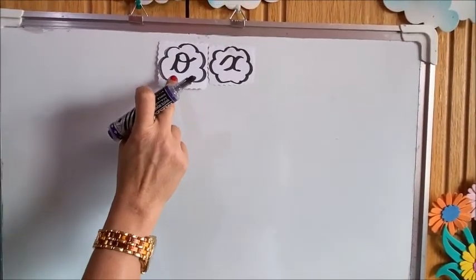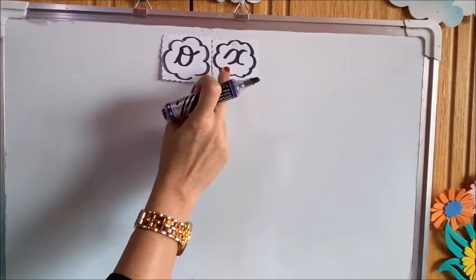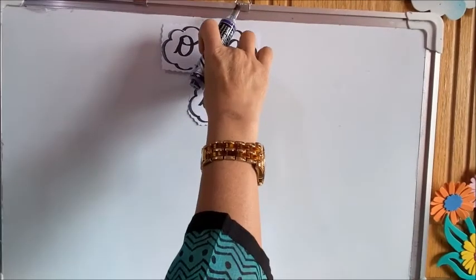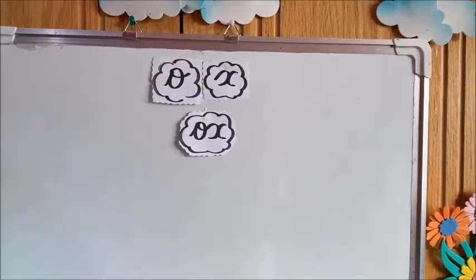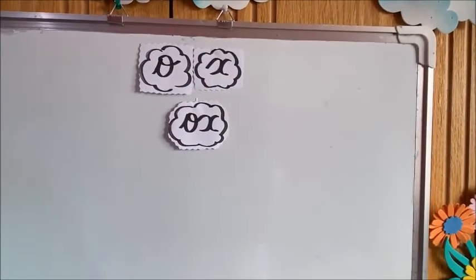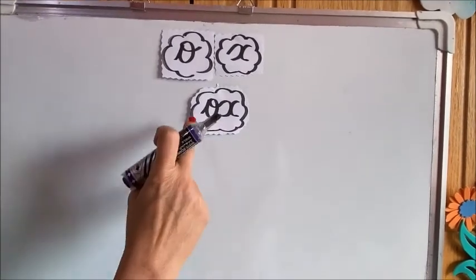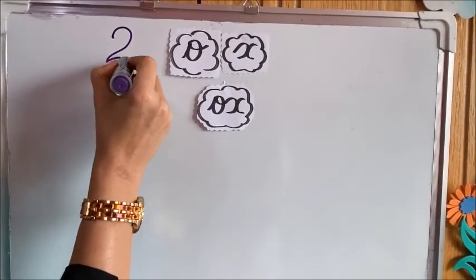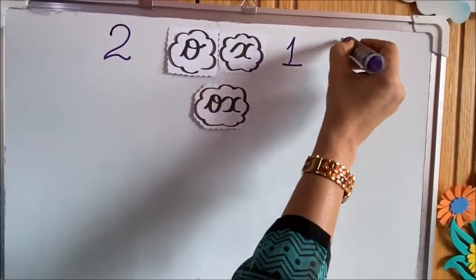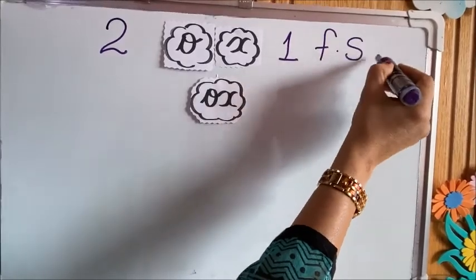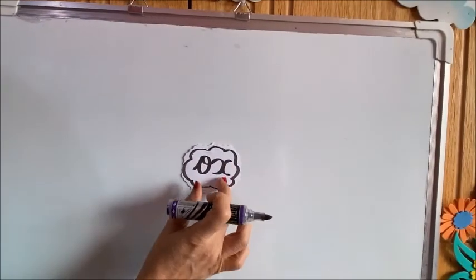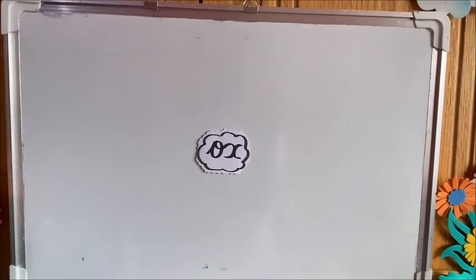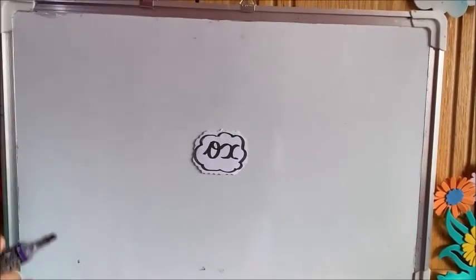Now say after me. A. X. A. X. And A. X gives you the word ox. What is it? Not ox. Ox. Come on, say children. A. X. Ox. Again, these are two letters with one family sound. This is ox, a and x. It is a two-letter word. It is a two-letter family word, isn't it?